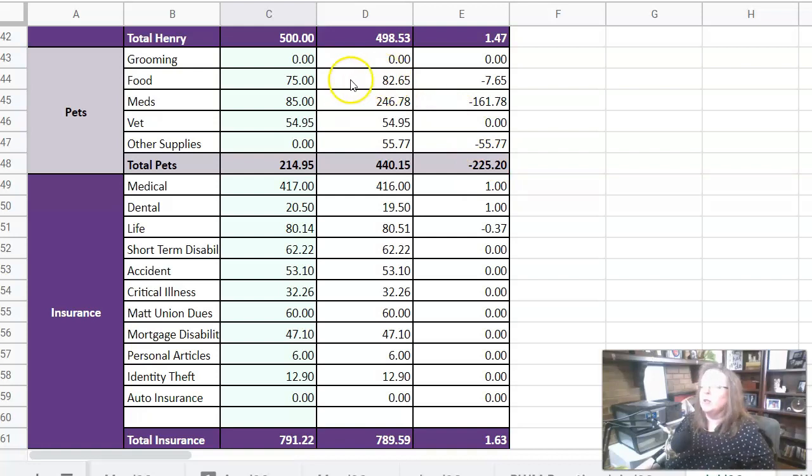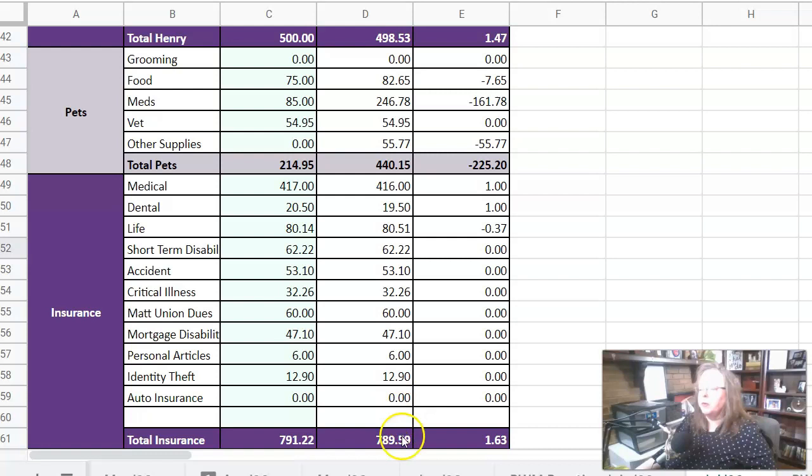First of all, I just have not gotten my arms around what the food is going to cost for Bella, our dog, now that we've changed up her diet. But then also on meds, I thought I was going to get to wait until August to buy her flea meds. I thought they were due in August, and it was due in July. And so I buy two doses at a time. They're pretty expensive and they last for 6 months. So that's why this was over by $161. So we were 225 over in pets.